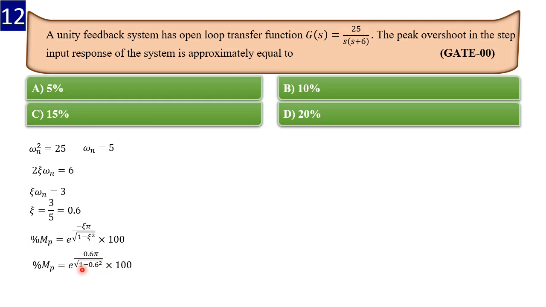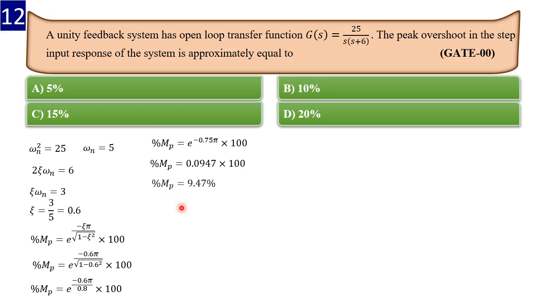The denominator will be 0.8, and now it will become 0.75. Now we have to calculate this term using a calculator, as you know that a calculator is allowed in the GATE examination. After calculating, the final result will be 9.47, which is nearly equal to 10%. So the answer will be B, 10%. Now we will move to our next question.